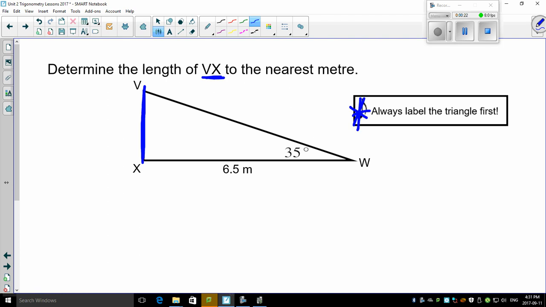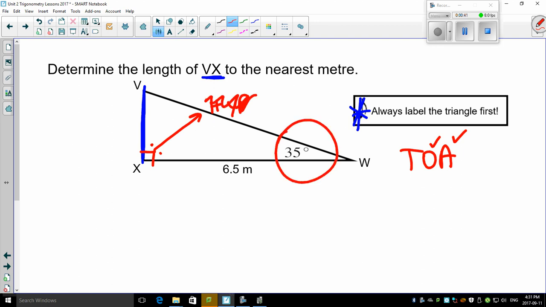Always label the triangle first. So, okay, here we go. There's my 90 degrees, obviously. Yep, there's my poor old hypotenuse, which we're not going to use because, of course, tangent means opposite and adjacent. So poor hypotenuse, we haven't used you yet, but we will eventually.